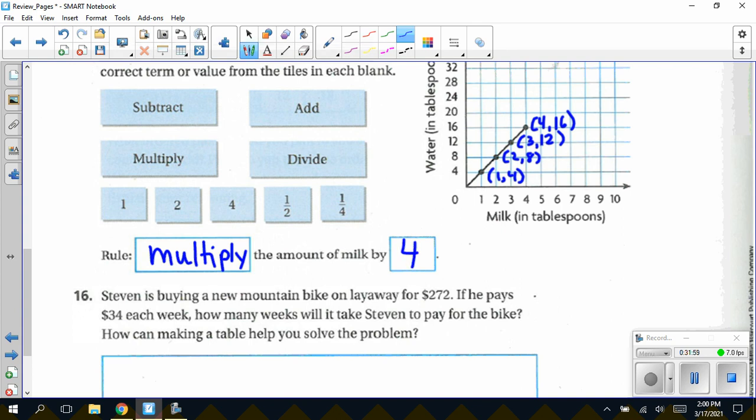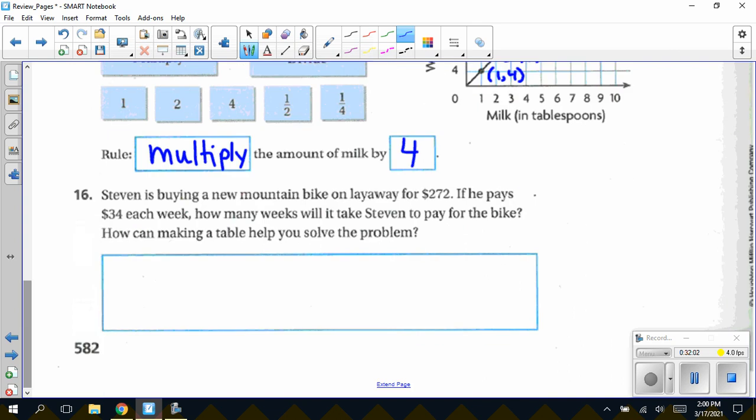And finally, question number 16, our last question that we are going to solve. It says Stephen is buying a new mountain bike on layaway for $272. If he pays $34 each week, how many weeks will it take Stephen to pay for the bike? How can making a table help you solve the problem? So truly, we can make a table, or we can just use some division. It's really up to you. I'm just going to use division because on Schoology, if you would have this as a test question, it wouldn't have the table that you would have to create. It's just going to ask for the final answer.